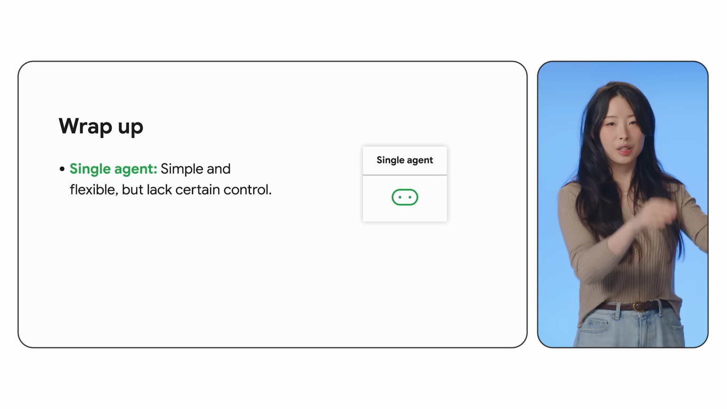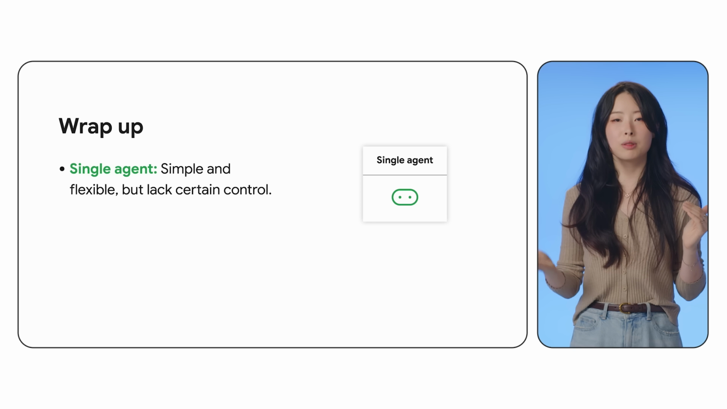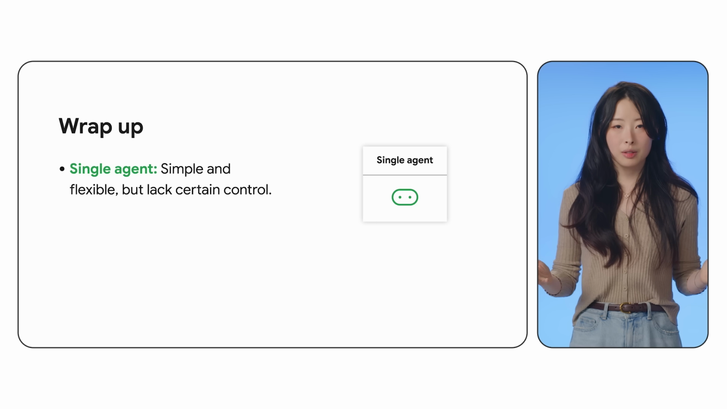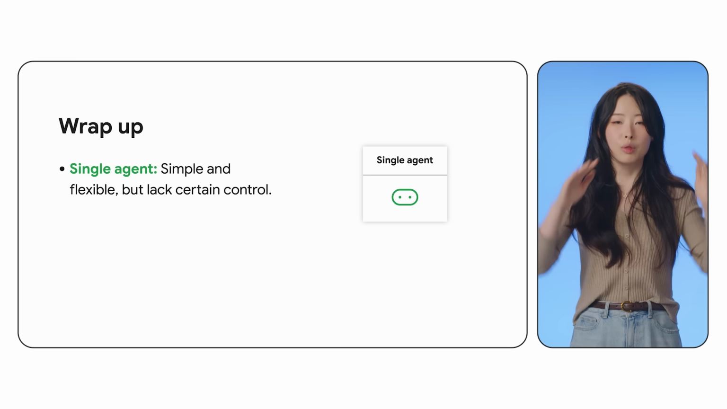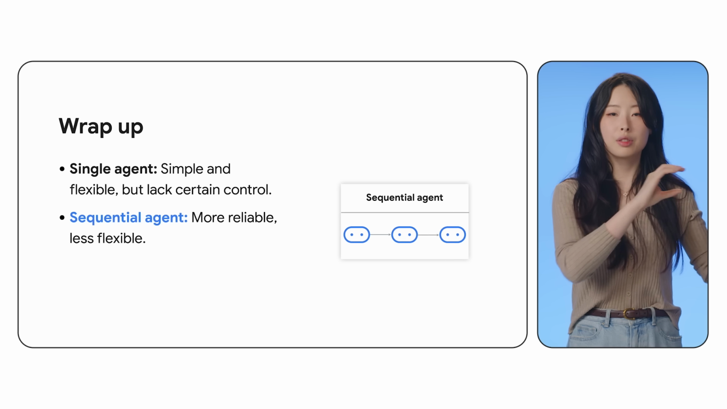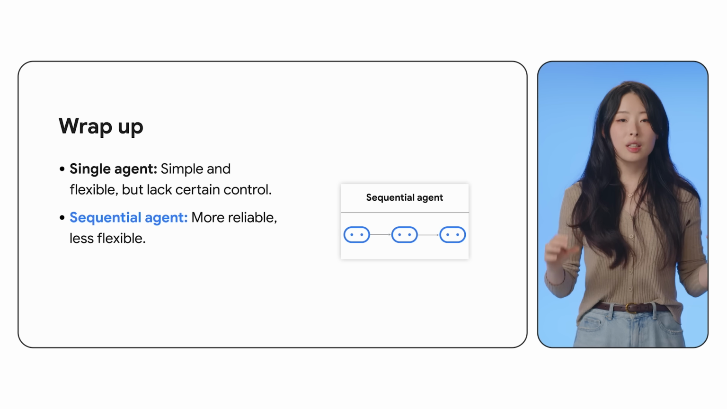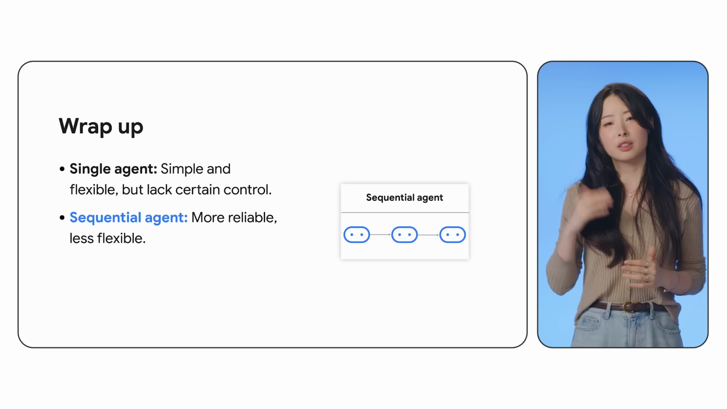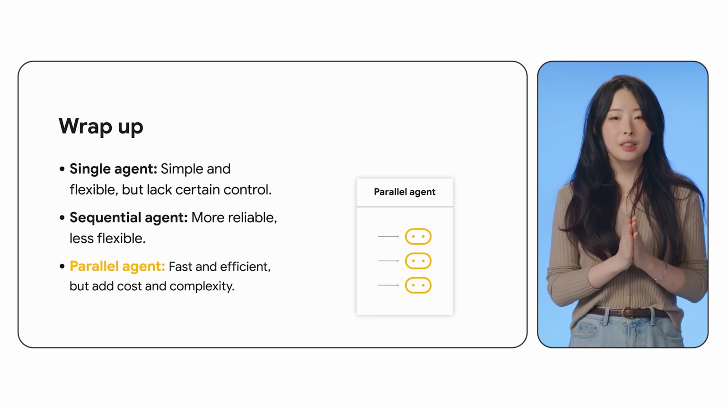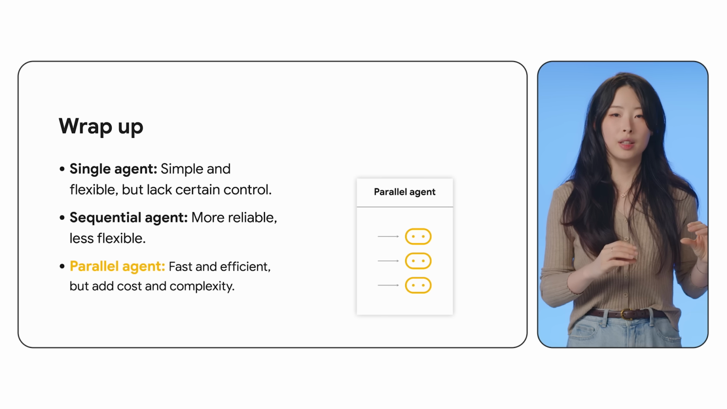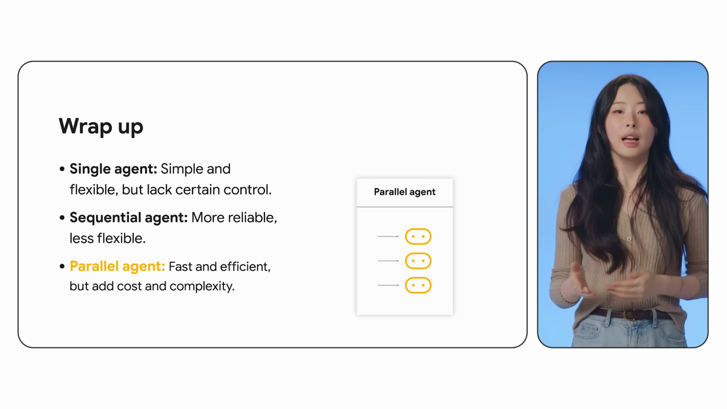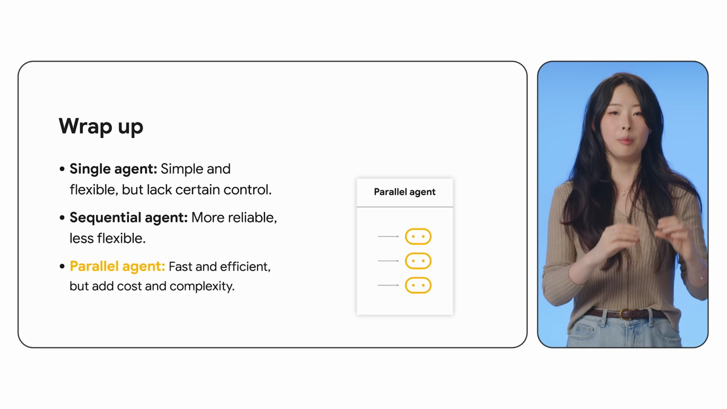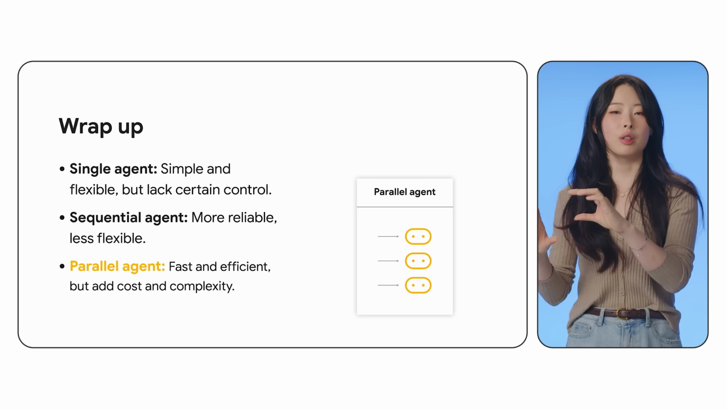Alright, let's recap what we covered so far. We covered the single agent. It is simple to implement and can be very flexible, but it lacks some control over the whole system. We also covered the sequential agent. It adds a certain level of control and makes the system more reliable, but it is not very flexible. And lastly, we covered the parallel agent. It is fast, efficient, and great for independent tasks, but it can add cost and complexity to your system.